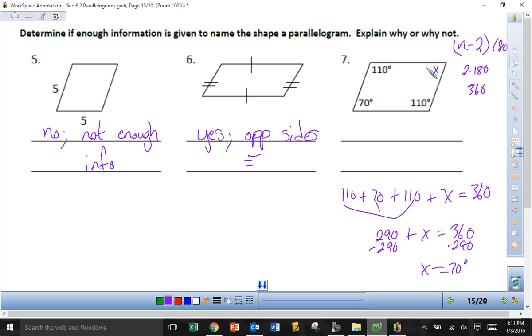Now is that enough information to decide? We could say that opposite angles here are congruent, so yes, it is a parallelogram. Or if we look at these two, we know that the consecutive angles are supplementary because they add up to 180. Do they add up to 180 there? Yes. 180 again, and 180 again. So yes, and for either reason, opposite angles are congruent, or we could say that the consecutive angles were supplementary.